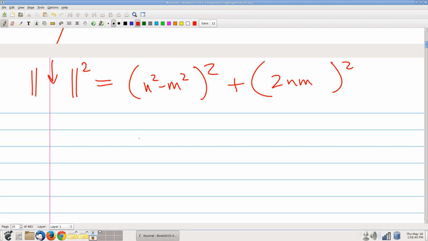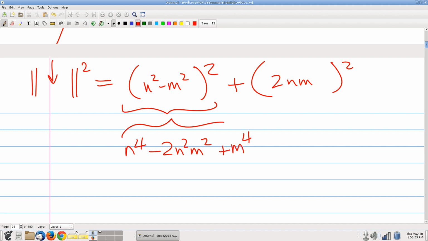All right, so this is n to the 4th minus 2 n squared m squared plus m to the 4th. Is that cool? Okay. All right, and then the other term is 4 n squared m squared. Everybody good so far?